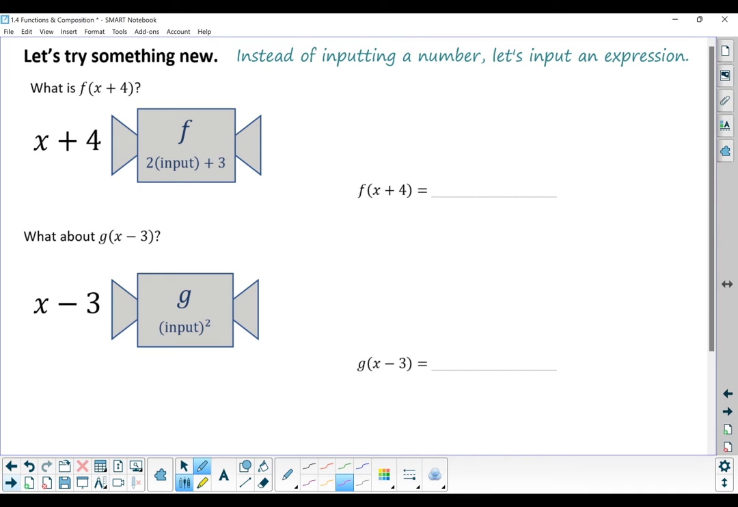So let's try something new. Instead of inputting a number, let's input an expression. So it says, what is f of x plus 4? That just means we're subbing in an x plus 4 for our input.